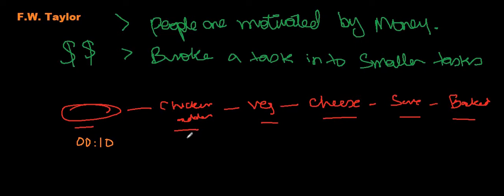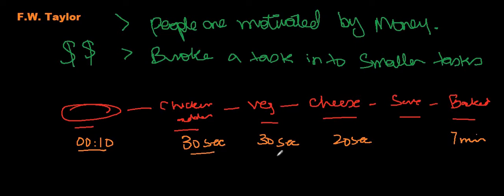For example, it would take, let's say, 30 seconds to add in chicken, 30 seconds to add in vegetables, cheese would be done in 20 seconds. I'm just giving an example. And then the baking itself takes 7 minutes. And then he said, all right, if my team does these tasks within this average time, I will pay them more. So the idea was that Frederick Taylor said people are working hard.